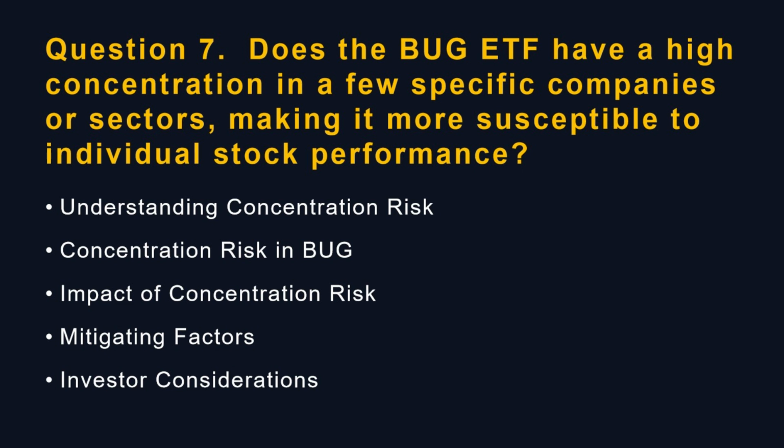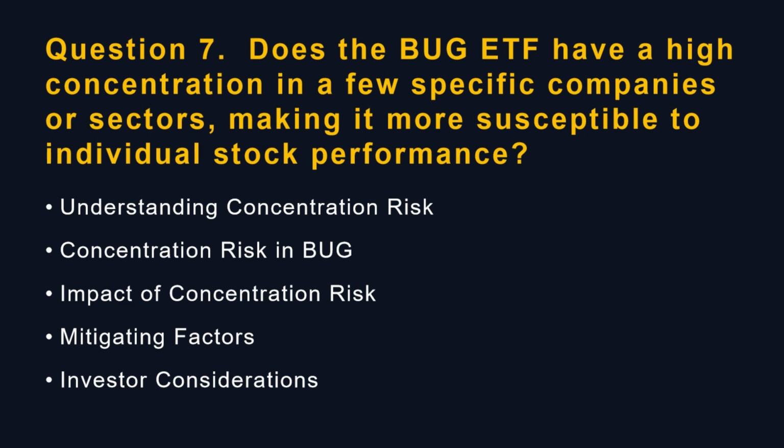Concentration risk in BUG. Limited transparency. While the exact weighting methodology of the INF Cybersecurity Index isn't publicly available, it's likely to focus on a specific number of companies within the cybersecurity industry. This, by definition, introduces some level of concentration risk. Top holdings. You can analyze the holdings information for BUG, typically available from financial websites or directly from the issuer, Global X ETFs. Focus on the weightings of the top holdings. If a small number of companies constitute a significant portion of the ETF's net assets, it suggests a higher concentration risk.